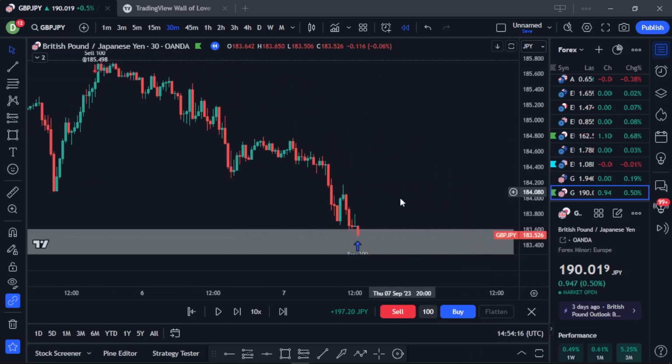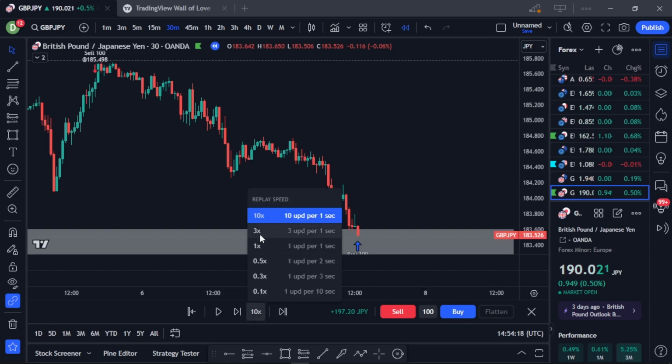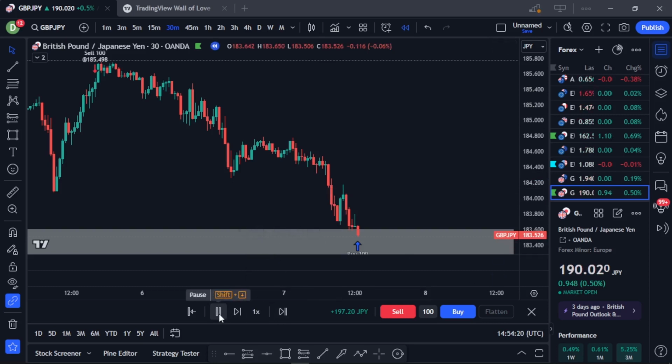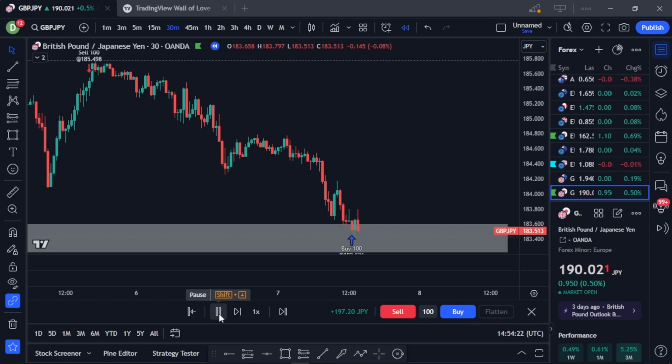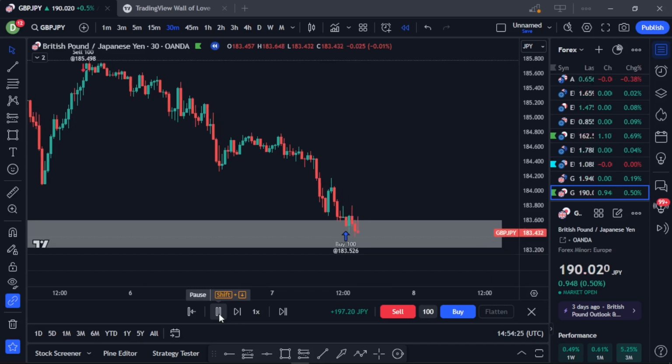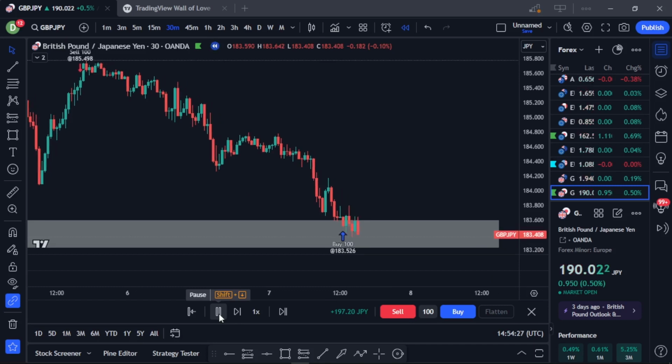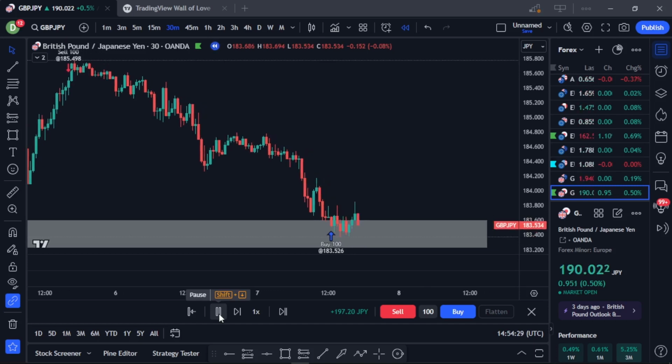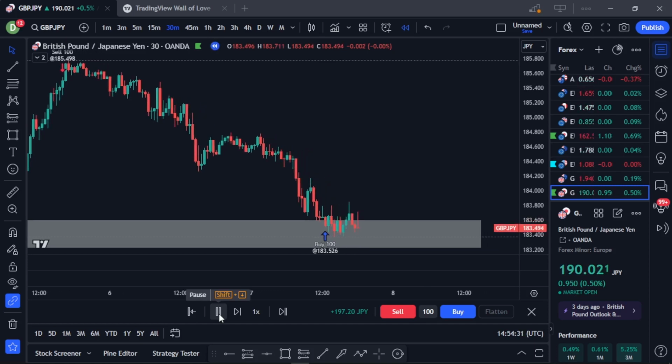So from here now, maybe you can be looking for another entry opportunity as well. When you are looking for entry opportunities, I recommend you play the bars slowly, because if you play it too fast, you are not going to get any good opportunity. So play it slowly. The only time you should play the bars very fast is when you are already in the market. Then you can start playing the bars faster.